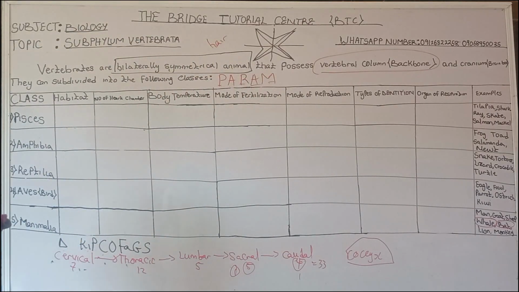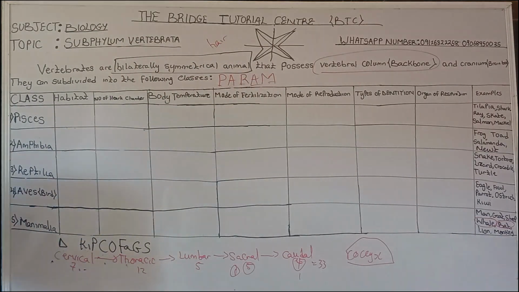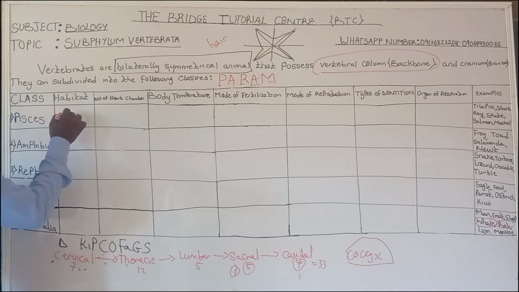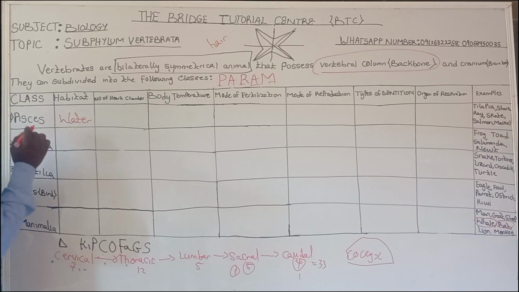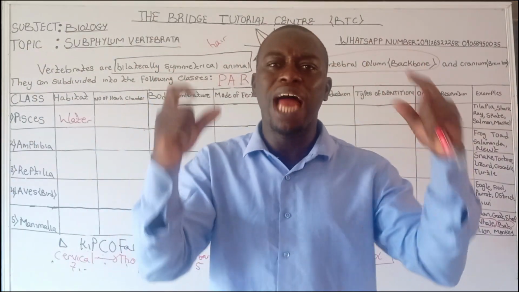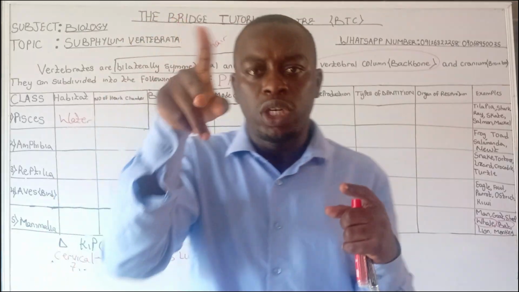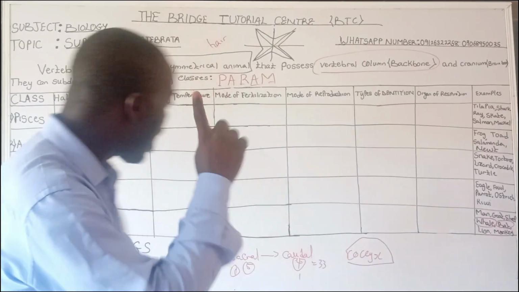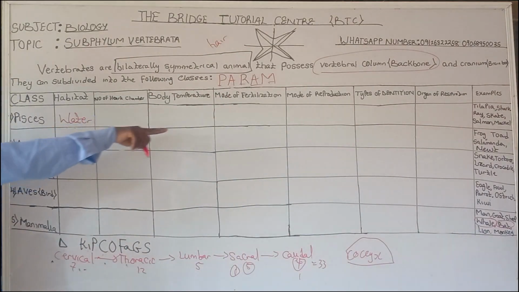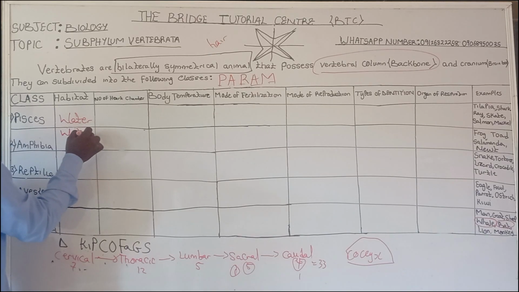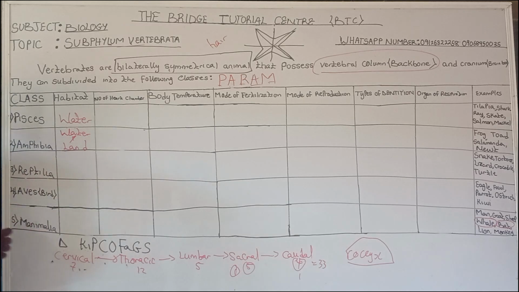Okay, let's start from the first one, which is Pisces. What is the habitat of this organism? We have in water, the aquatic organism, water. So what about amphibian? The word amphibian means double life, or let me say dual life. That is, they can live in 2 different habitats. They can live on land and they can live in water. So they have dual life. Don't forget about that. Amphibian. Don't forget our typical example. They can live both in water and on land.